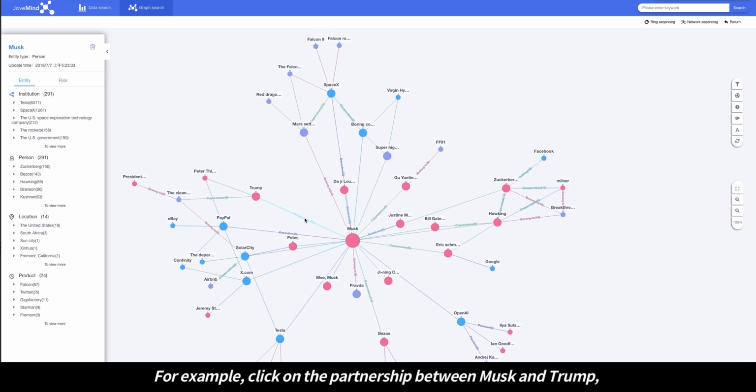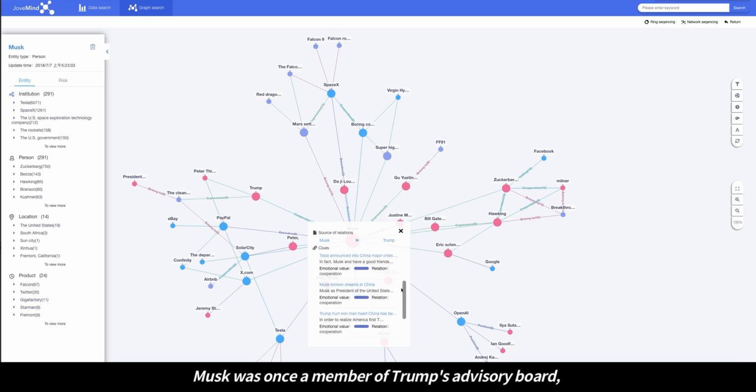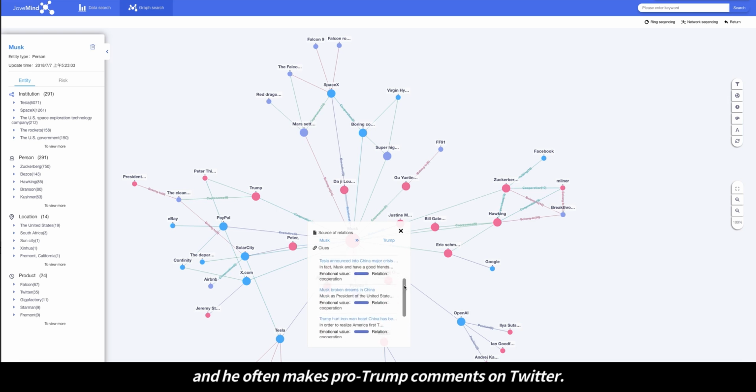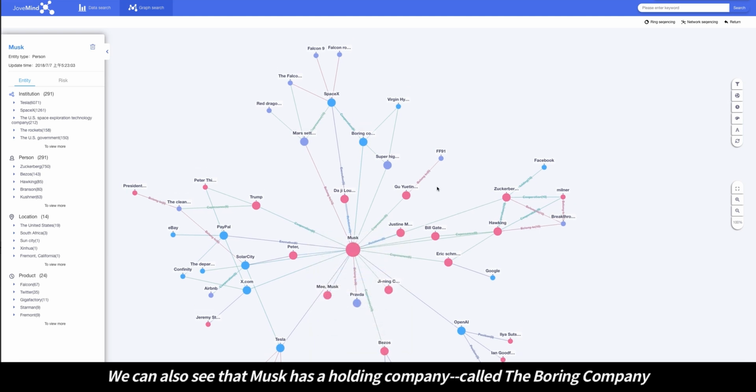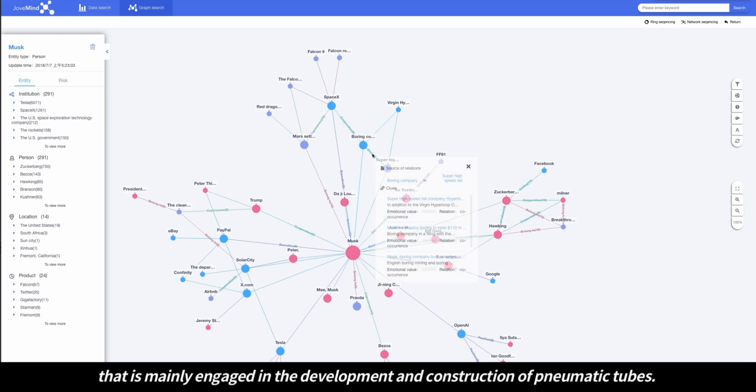For example, click on the partnership between Musk and Trump, and we can see that this relationship is pulled from a lot of clues. Musk was once a member of Trump's advisory board, and he often makes pro-Trump comments on Twitter. We can also see that Musk has a holding company called The Boring Company that is mainly engaged in the development and construction of pneumatic tubes.